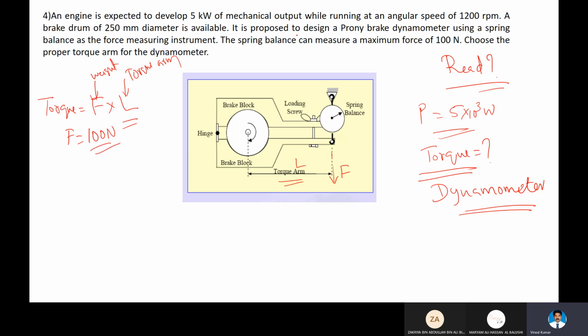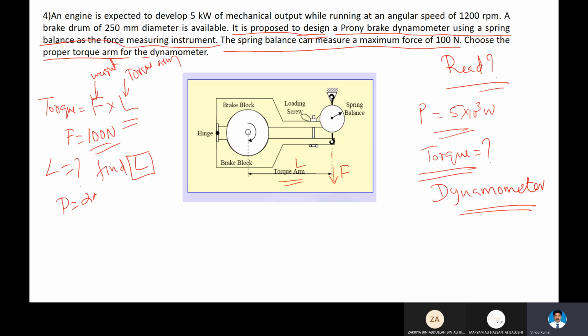We have to design, and we have to find the value of L to design this system. So ultimately, our aim is to find the length of the arm to design this dynamometer. It is proposed to design a dynamometer using a spring balance as a force measurement instrument. The spring balance can measure a maximum force of 100 Newton. Choose a proper torque arm for the dynamometer. So L we have to find.